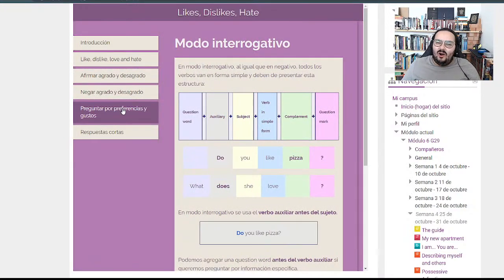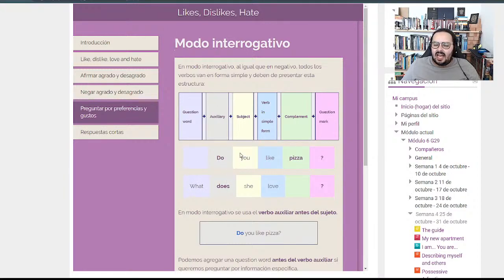And as in all the interrogatives in English, the position of the verb, or the verb to be, or auxiliary changes. We start with the auxiliary plus subject plus verb plus complement and question mark. These questions only give us yes, no answers. But if we want to know more in depth about the other people's likes or dislikes, we can use the WH questions, and here is the structure.